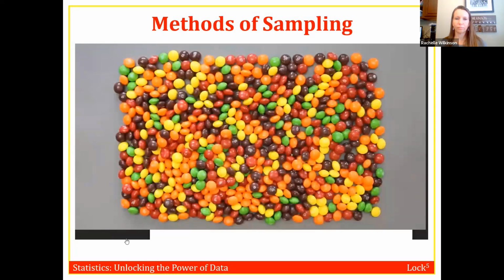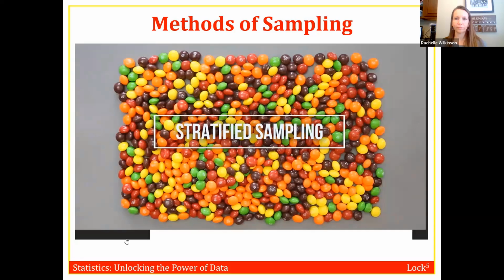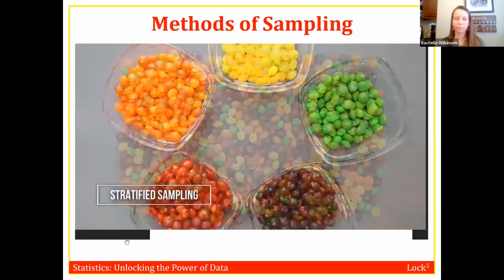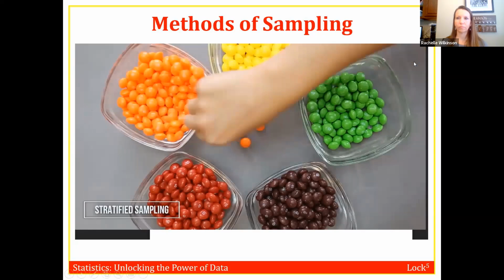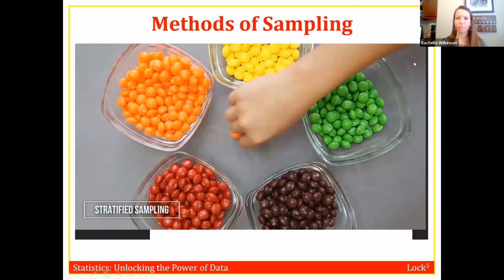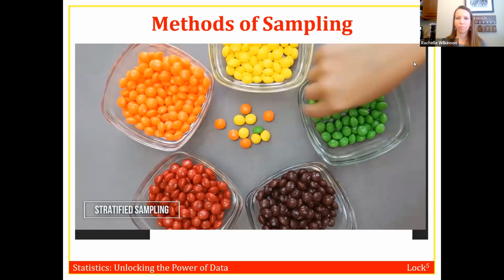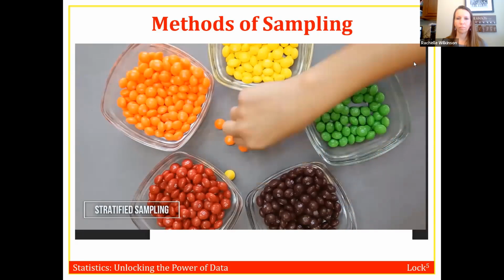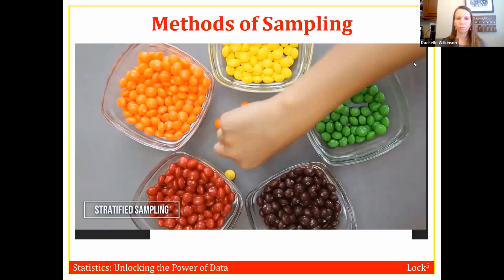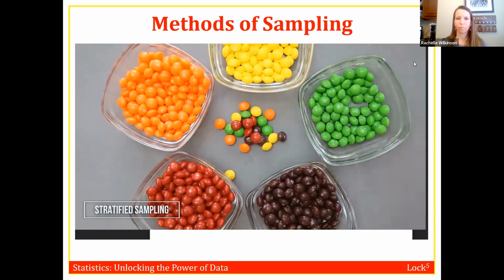Third is stratified sampling. In a stratified sample, we first take the population and separate it into groups of like individuals called strata. This would be like sorting our Skittles into colors. Then we take a simple random sample from each strata. So we would take a simple random sample of orange, another separate simple random sample of yellow, and so on. Then we would combine all of our samples to form the complete sample.